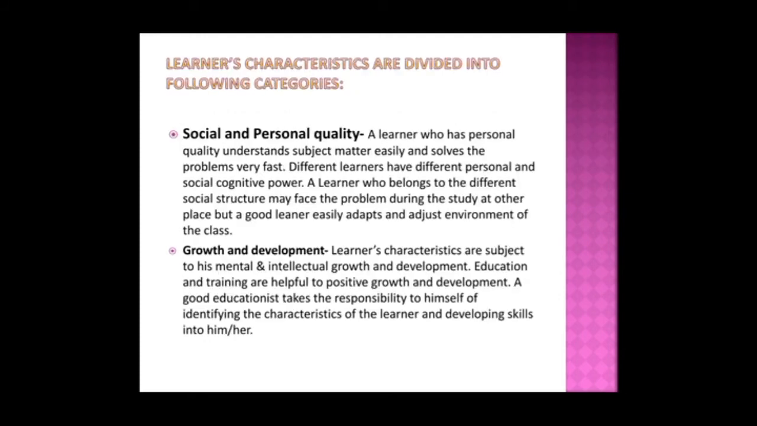And the next one is, what are the other characteristics? Social and personal quality. A learner who has personal quality understands subject matter easily and solves problems very fast. Different learners have different personal and social cognitive power. Each student has their own powers, not the same. A learner who belongs to a different social structure may face problems during study at another place, but a good learner easily adapts and adjusts to the environment of the class.